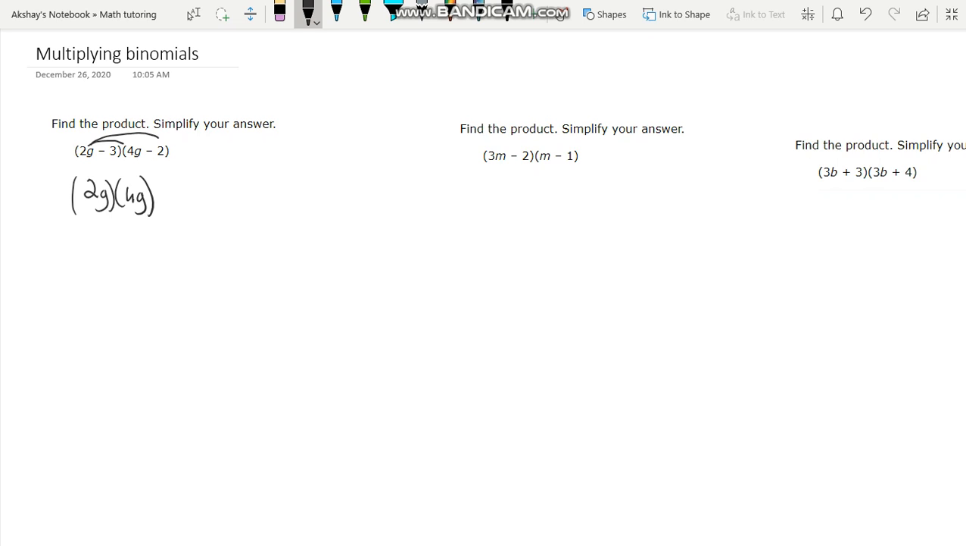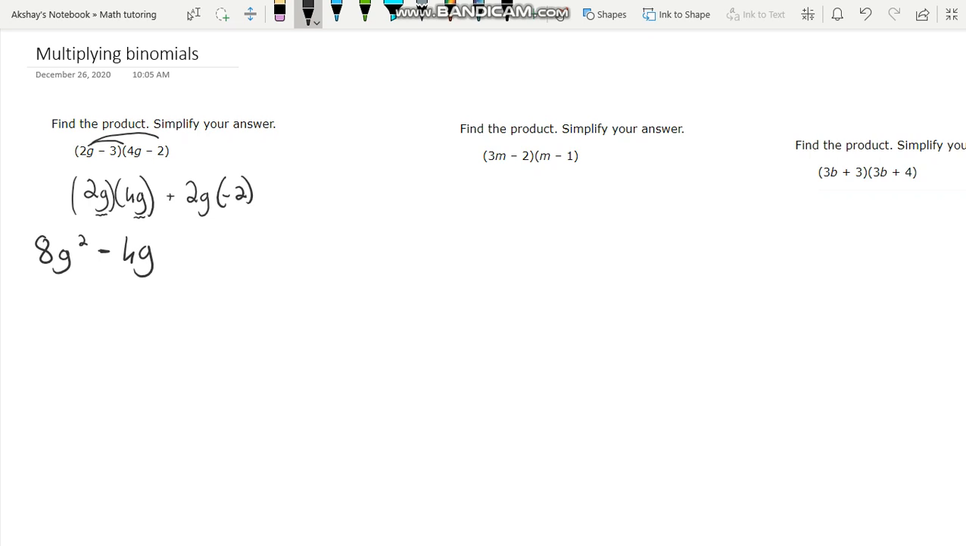So 2g times 4g, and then we have plus 2g times negative 2. There we go. So if we solve this, we get 8g squared minus 4g.